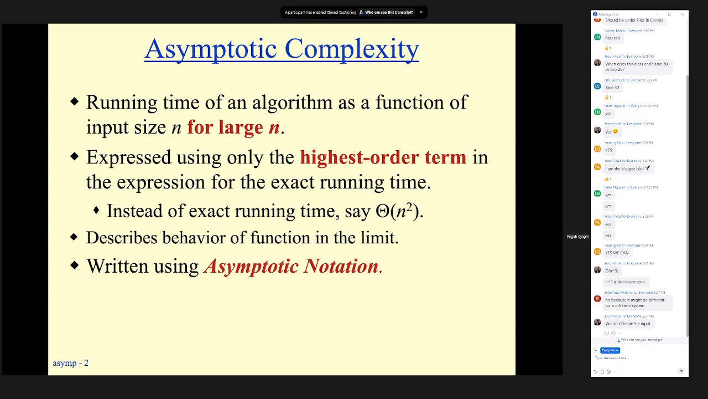But as I explained earlier, instead of exact runtime, we use theta notation or big O notation. What does it mean? It describes the behavior of a function in the limit when n goes to infinity. So we write using asymptotic notation. That's the reason asymptotic notation has become really, really important. Is it clear up to now? Yes.